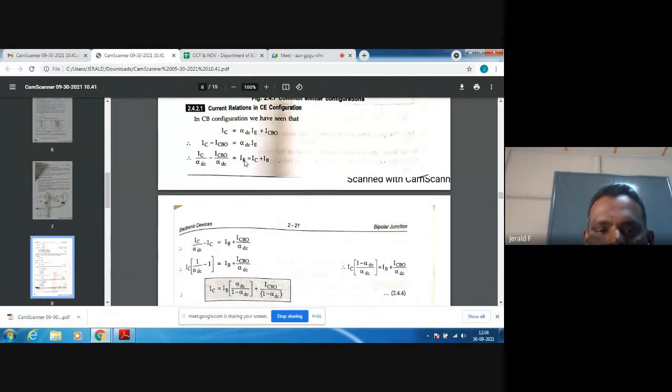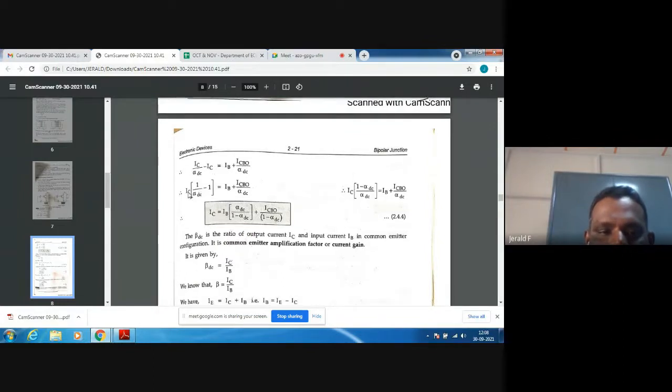So what is IE? You know the formula: IE is equal to IC plus IB. Going on with the same thing, IC divided by alpha DC is equal to IB plus IC. Taking IC outside, IC times 1 minus alpha DC gives IB. Finally, IC is equal to IB into ICBO, and this is the simplification factor, alpha DC divided by 1 minus alpha DC.